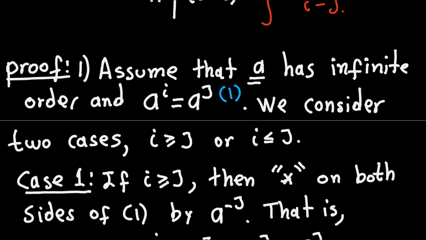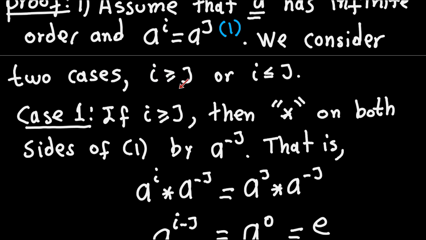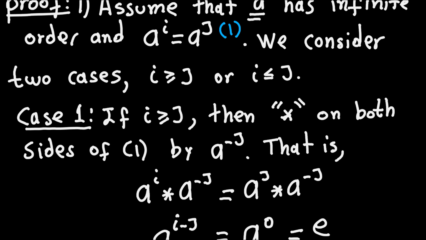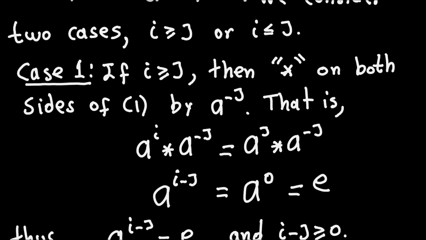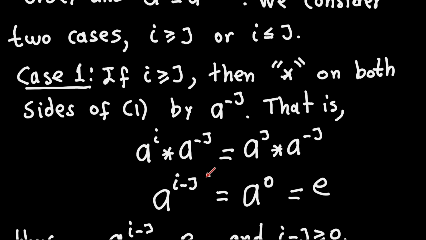So we're gonna consider two cases. The first case is what happens if I is bigger than or equal to J, and the second case is when I is less than or equal to J. Now, case number 1 is when I is bigger than or equal to J. In that case, we're gonna use the binary operation star. We're gonna star both sides of this number 1 by A to the minus J. Okay, and we can do that because we have a well-defined binary operation. So if A to the I is equal to A to the J, I can star on both sides by A to the minus J, which is what we have right here.